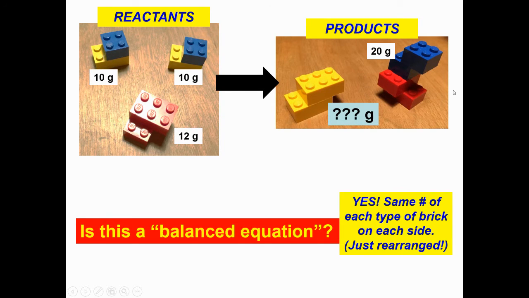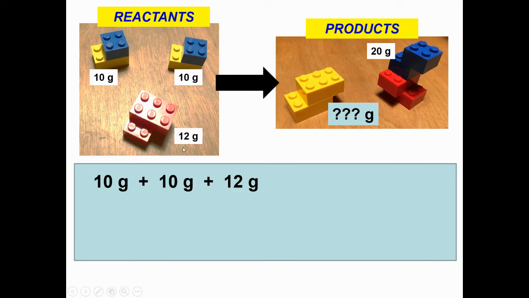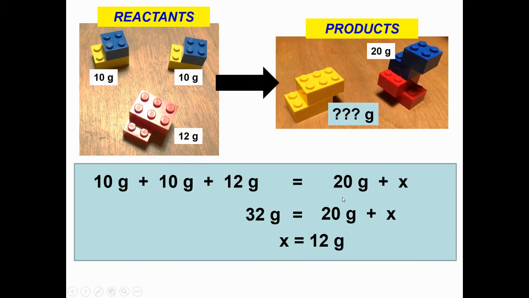Well, sure there is. It's like a little puzzle, okay? We could say that on the left side of the equation, we've got 10 grams plus 10 grams plus 12 grams. And on the right side of the equation, we've got 20 grams plus X. And that big arrow in the middle, that's just our equal sign, okay? Now, you've done things like this in math forever. We take the things on the left, they add up to 32 grams. The things on the right, 20 grams plus X. How do we get X by itself, or how do we solve for X? We say minus 20 grams, X equals 12 grams.